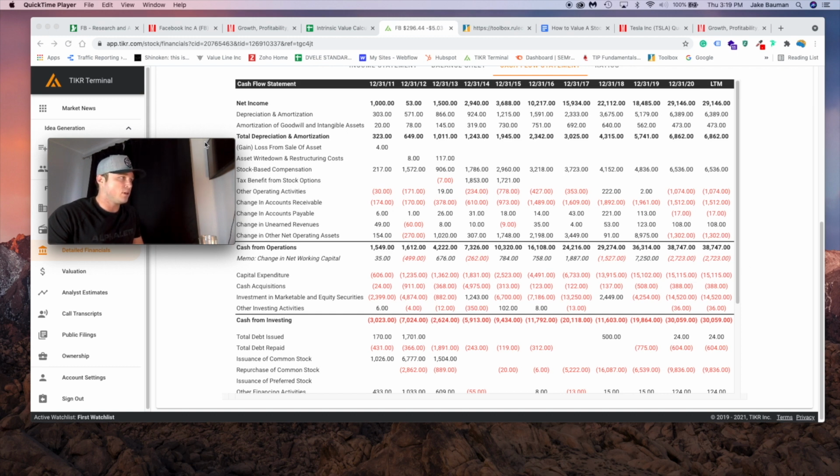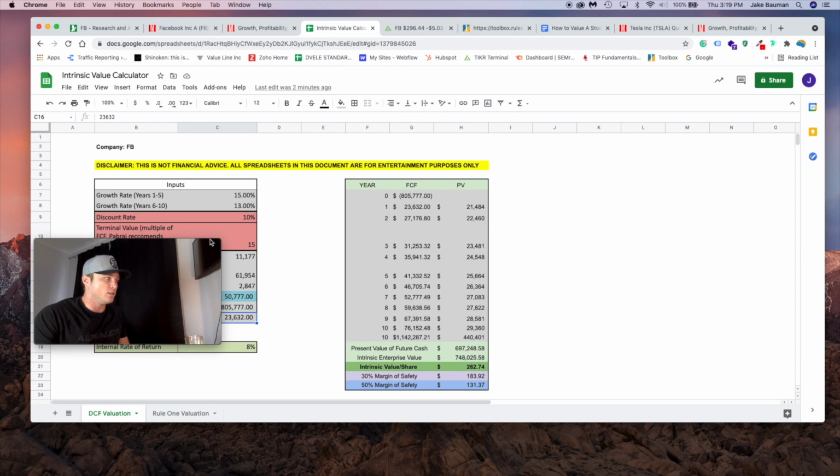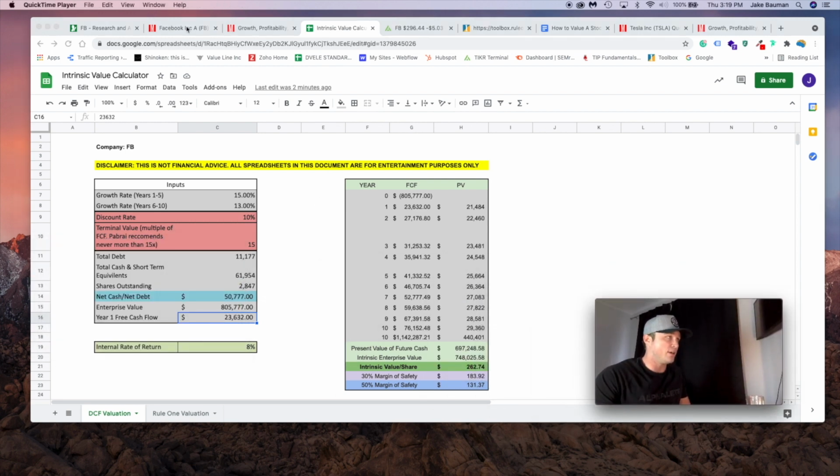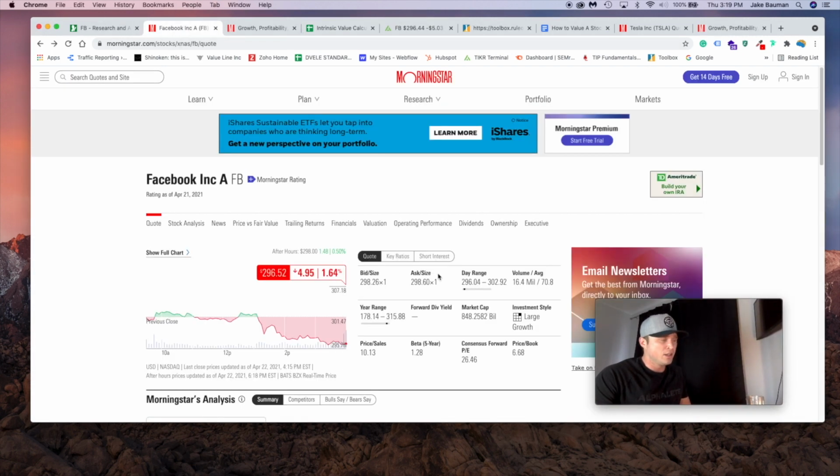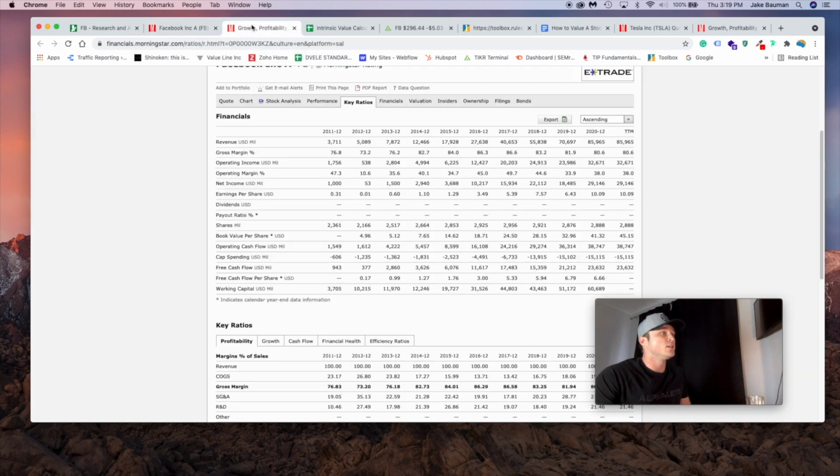Now, if you are like me and you are lazy, another way you can figure that number out is you can go to Morningstar, go to key ratios, then this tab will pop up, and it's going to say free cash flow. You just pull that number.